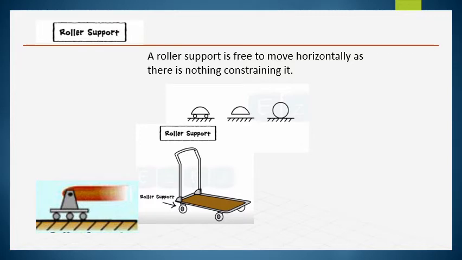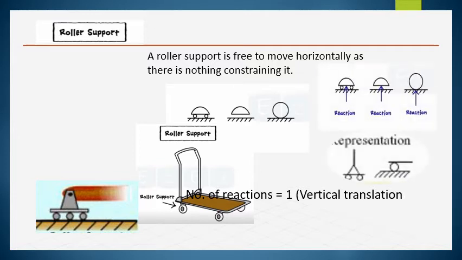It is free to rotate as well as free for the horizontal motion also. The translation in vertical direction is restricted. Here only one vertical reaction is offered by the roller support. It can be represented in any of these forms, and the reaction, only one reaction, is the vertical reaction. So the vertical translation motion, or else the Y direction translation motion, is restricted by the roller support.